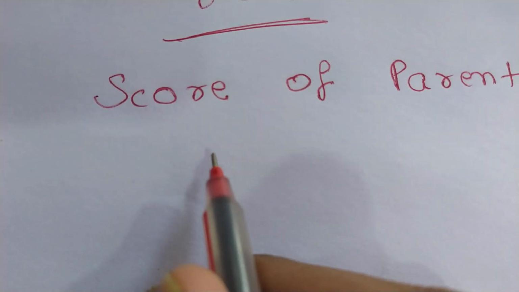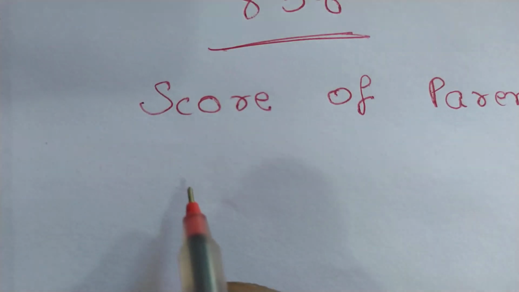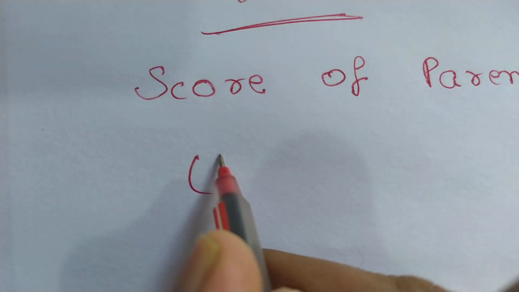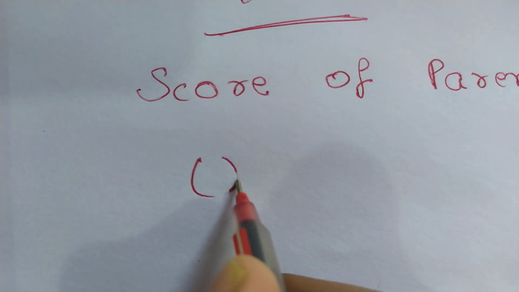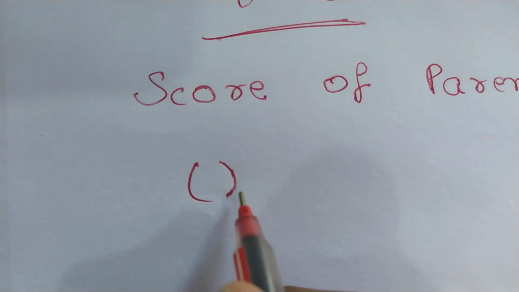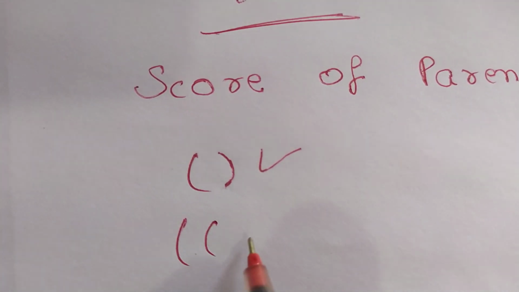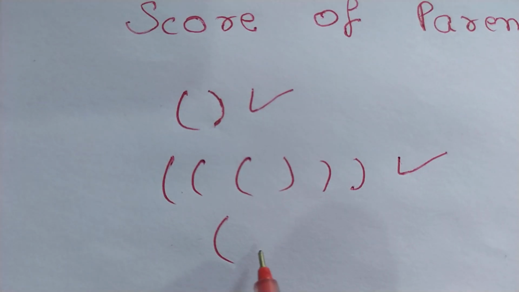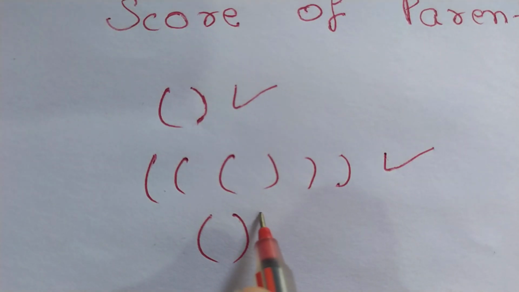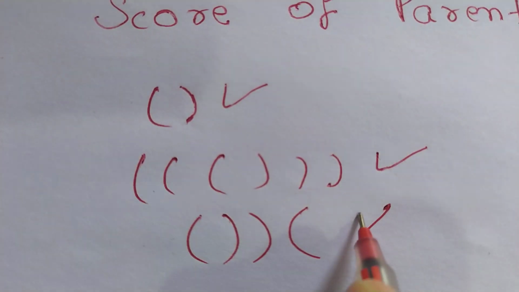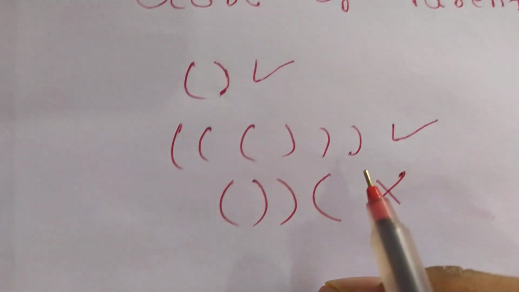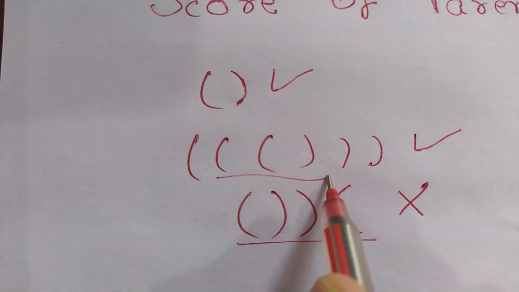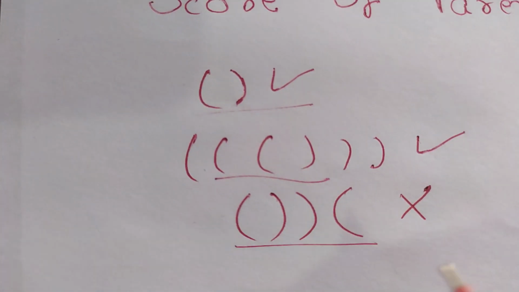Before going into that, let's first understand what is valid parenthesis. For every opening there is a closing. This is valid. This is also valid, but this is not valid. So we will be given valid parentheses and we need to calculate the score.